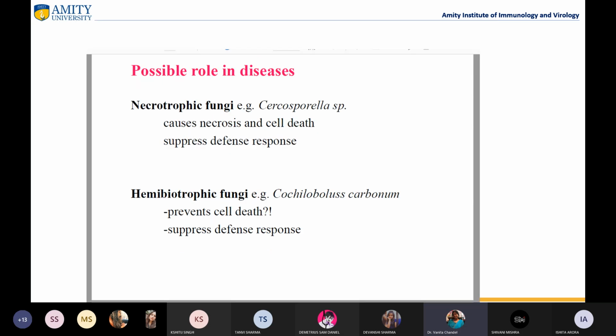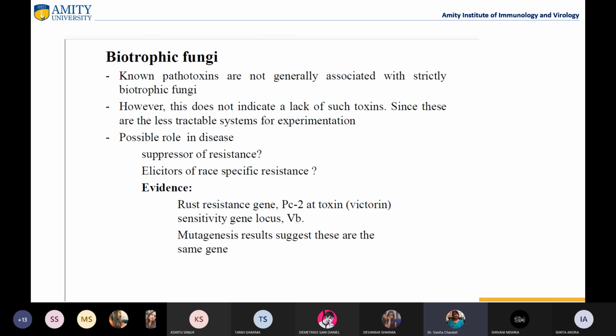Then possible roles in the diseases. The necrotrophic fungi, for example, cause necrosis and cell death, and they also suppress the defense response of the plant. Then in certain other hemibiotrophic fungi, they prevent cell death and they suppress the defense response, right? For biotrophic fungi, known pathotoxins are not generally associated with them, right? However, this does not indicate a lack of such toxins, since these are less traceable systems for experimentation. So they might be present there, but yes, they are less traceable there, right?